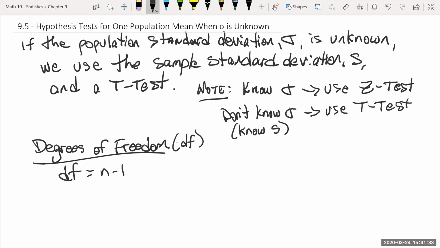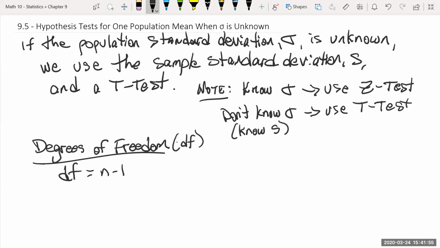And then I get to pick another one in the sample. Then I only have 1 left. I don't have any freedom to pick anymore because there's only 1 left. There's no choice. So if I had 3 to pick from originally, I only get to pick the first 2. The third one is determined for me. So the degrees of freedom there would be 3 minus 1, which is 2.